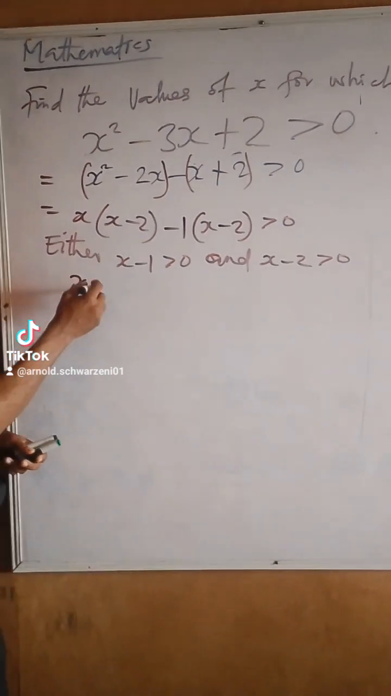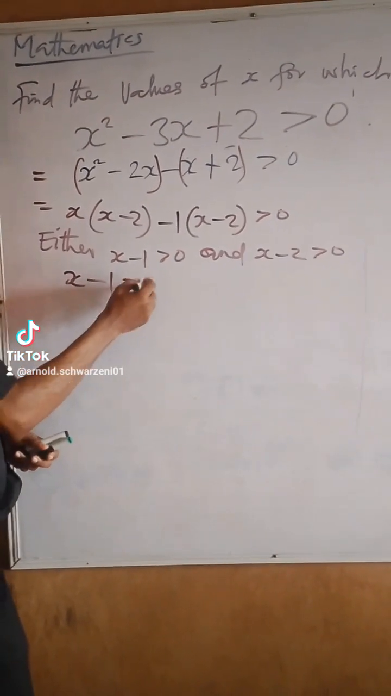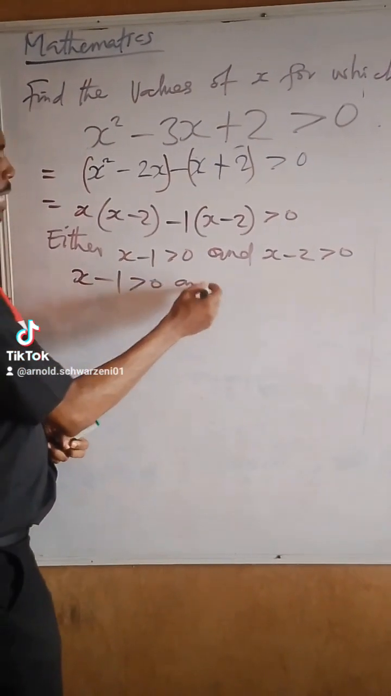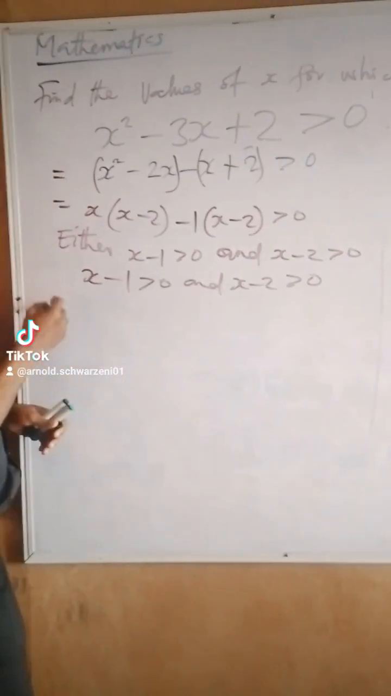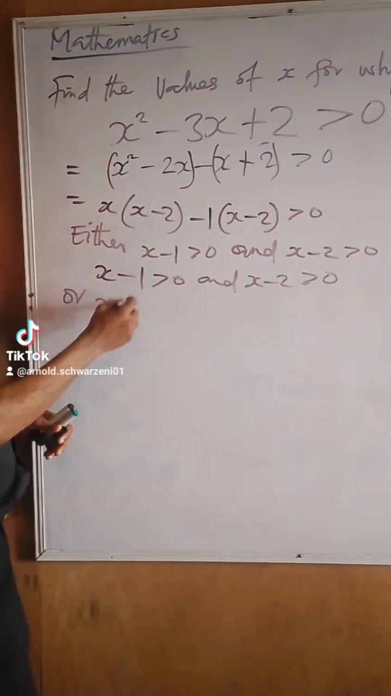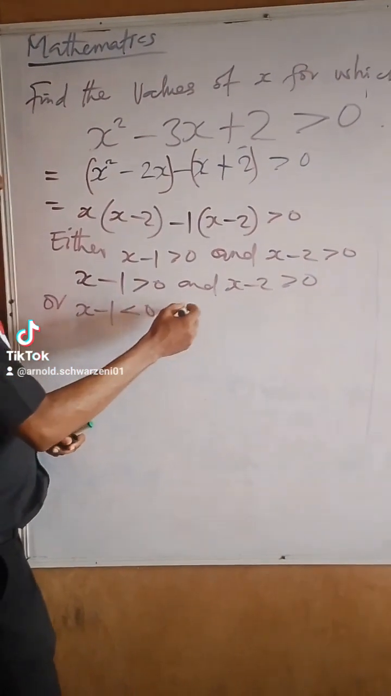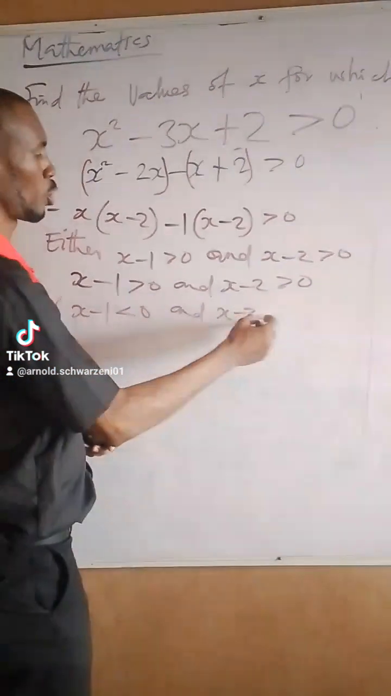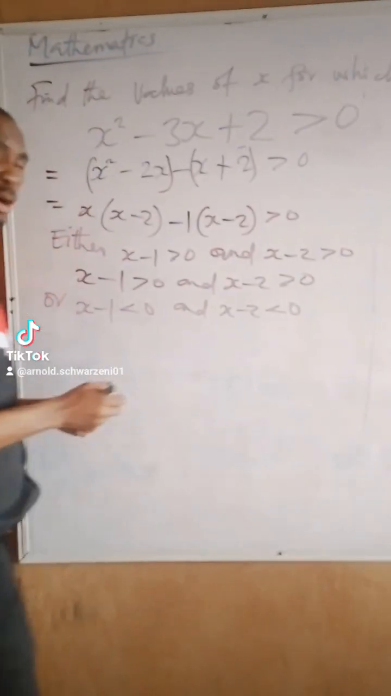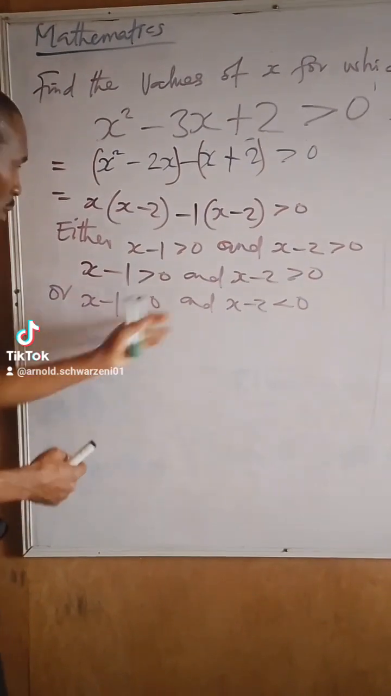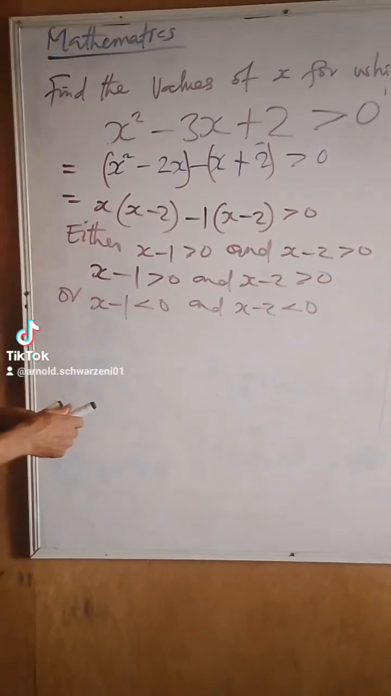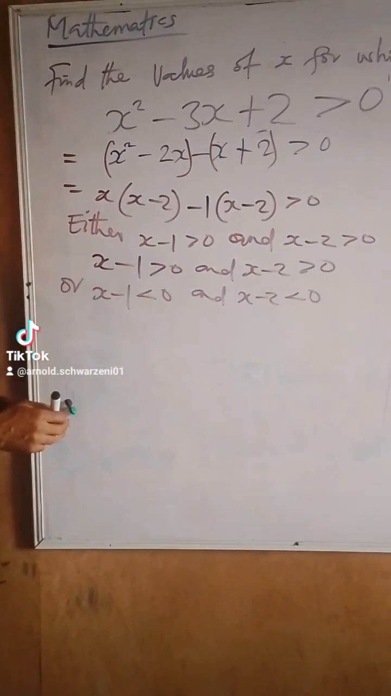it's either s minus 1 is greater than 0 and s minus 2 is greater than 0, or s minus 1 less than 0 and s minus 2 less than 0, according to the rule of quadratic inequality. That is what I want to apply. So the next thing we do is find the value of s right from here.